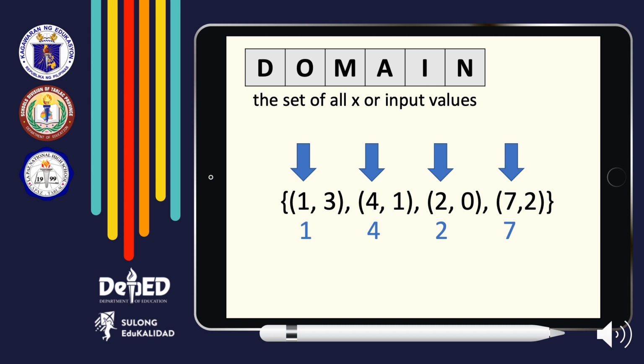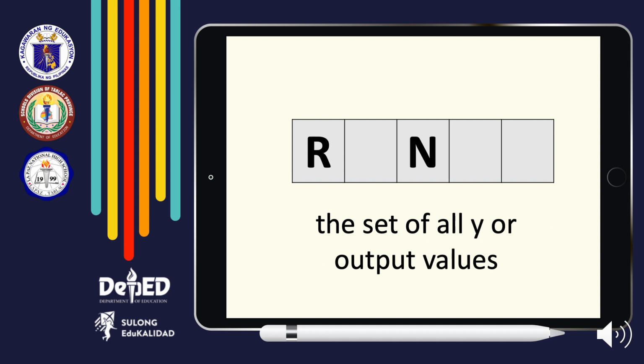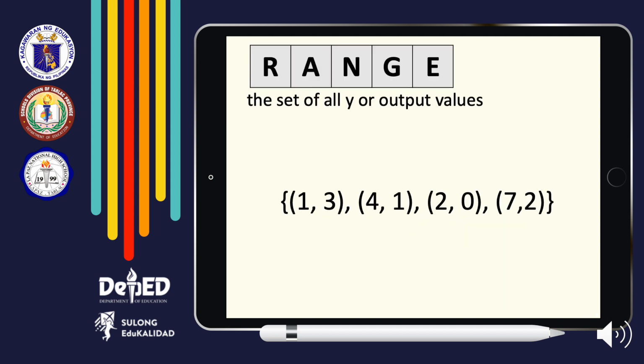Next, how about this? The set of all Y or output values. This is range. Great job! Now, using the same example we've had for domain, we have this set of ordered pairs. We already have 1, 4, 2, and 7 earlier as our domain. Now this time, the range here are these values. The second element of each ordered pair or the Y values. So that will be 3, 1, 0, 2 in this example.